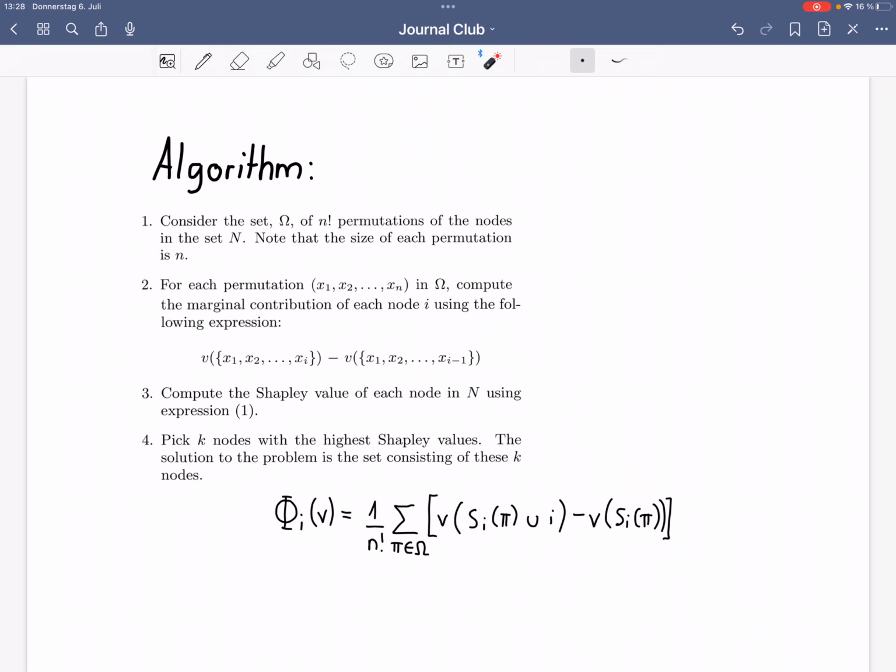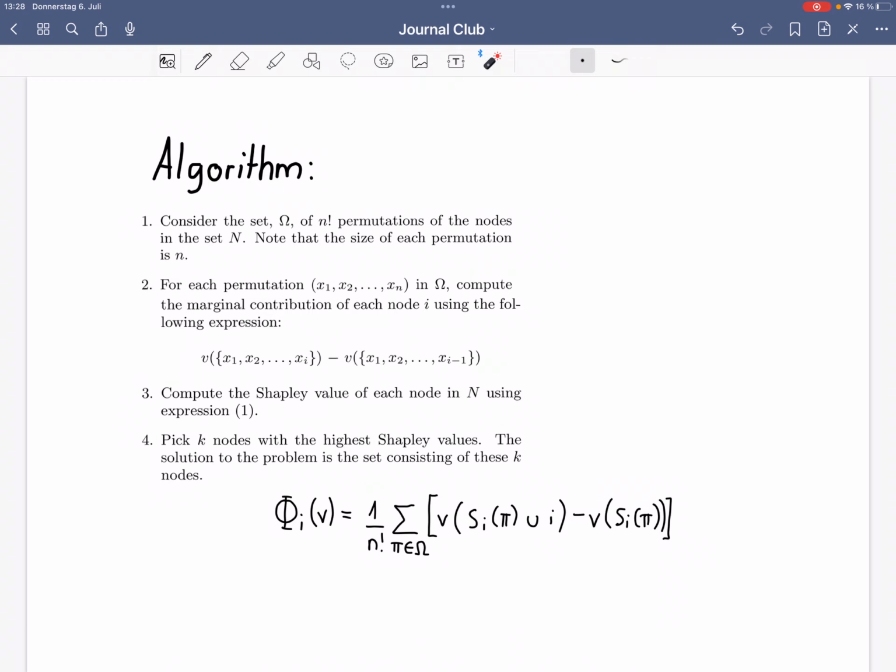The third step is then to compute the Shapley value of each node using the expression from before, which is again shown here. And the last step is to pick k nodes with the highest Shapley values. The solution to the problem is the set consisting of these k nodes. And this was already the whole algorithm that finds the optimal solution.